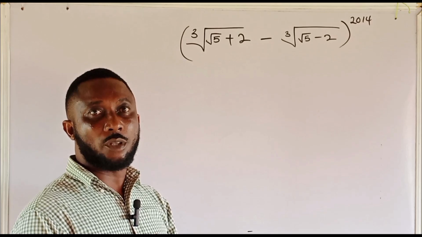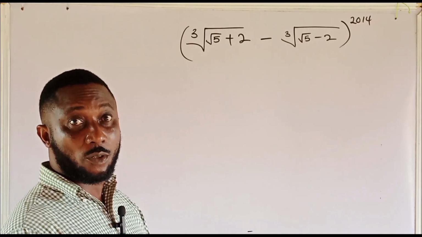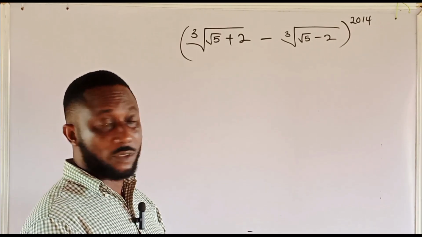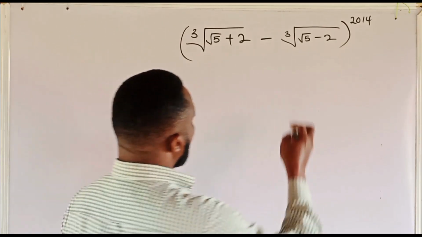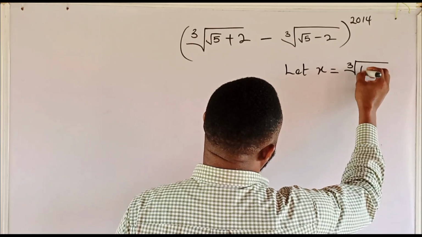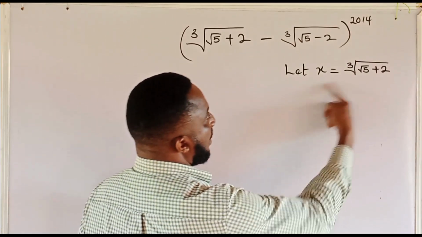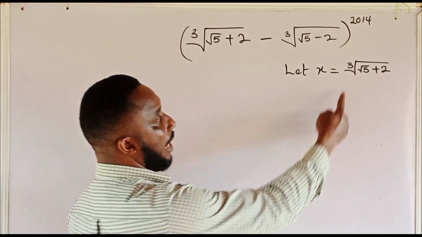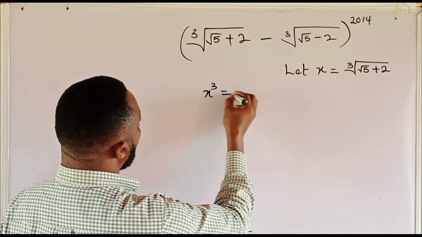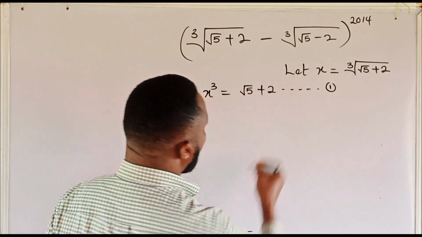Since we are not going to use a calculator, we shall make do with some pertinent algebraic identities or formulas. But before then, we shall make substitutions. So I'll say, let S be the cube root of root 5 plus 2. If I take the cube on both sides here, I will denest this radical. I'm going to be having S cubed equal to root 5 plus 2. I will label this equation 1.